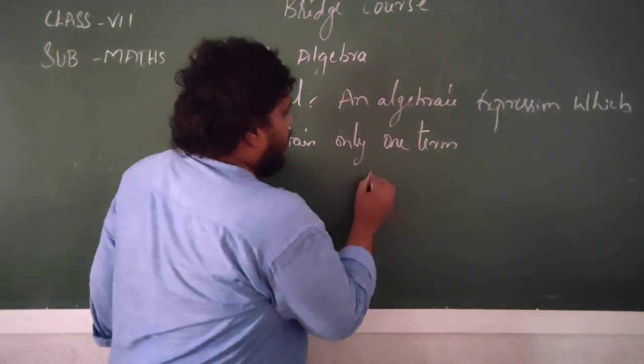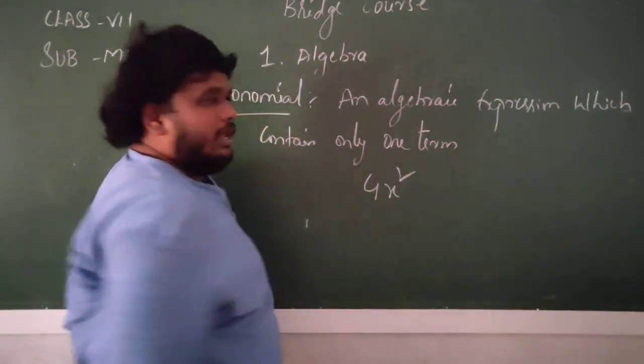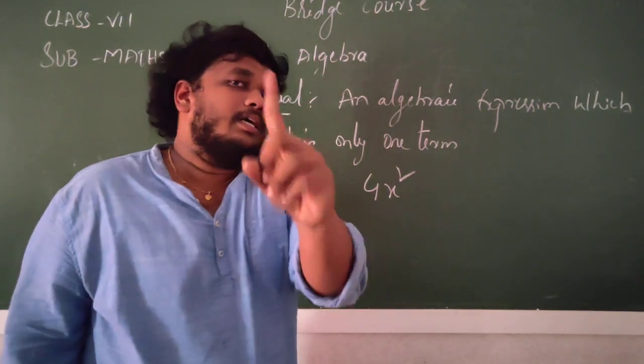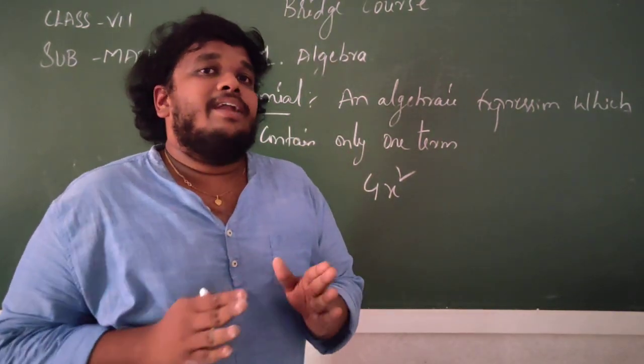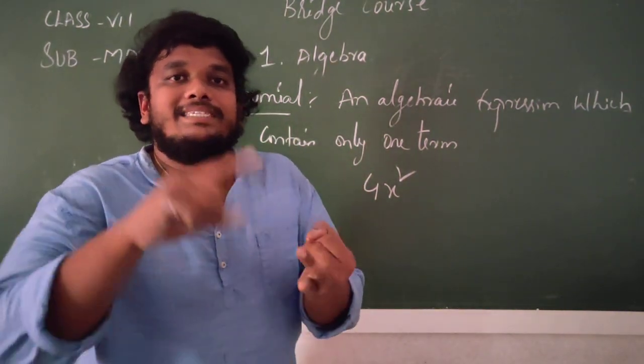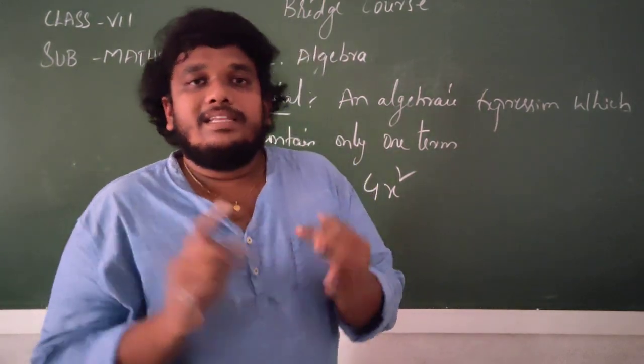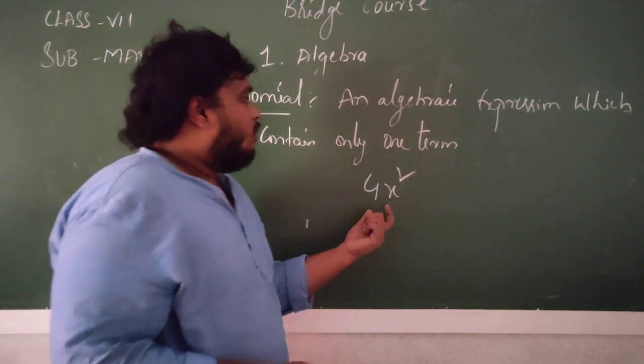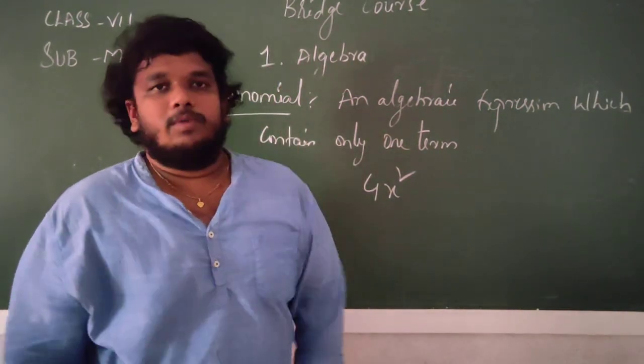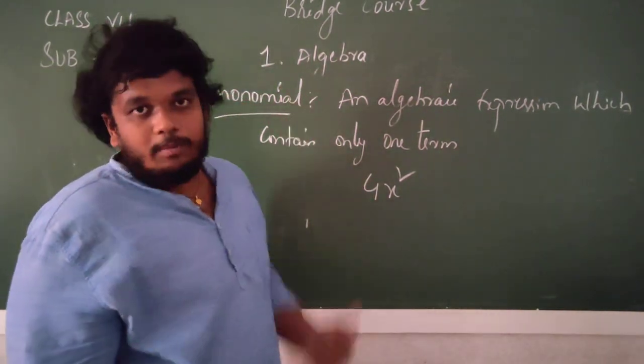For example, 4x square. 4x square is one term. The terms are separated only by additions and subtractions. So 4x square is one term, so it is a monomial.